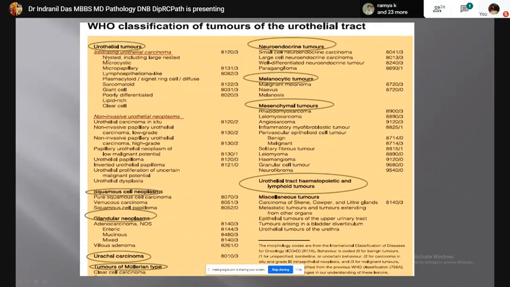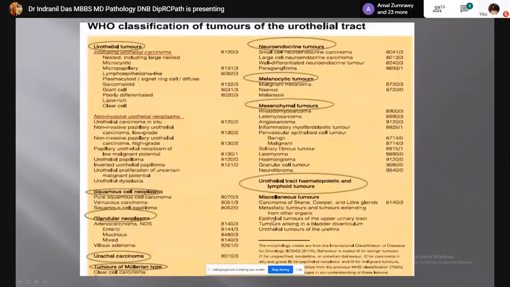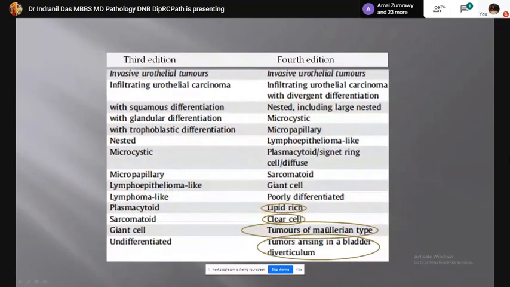The urothelial tumors are basically divided into two broad categories, that is non-invasive tumors and invasive tumors. The 4th edition has included 4 categories of urothelial tumor as new entities, that is lipid-rich tumor, clear cell tumor, tumors of Mullerian type, and tumor arising in a bladder diverticulum. We will discuss one by one.